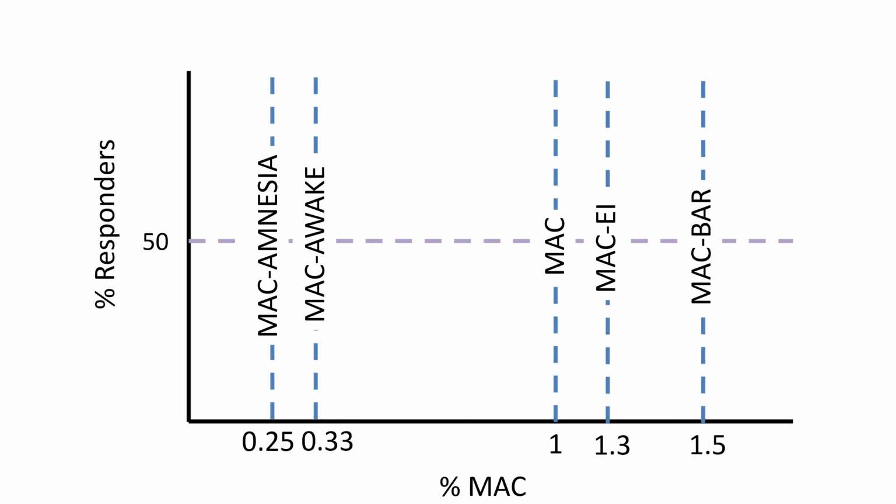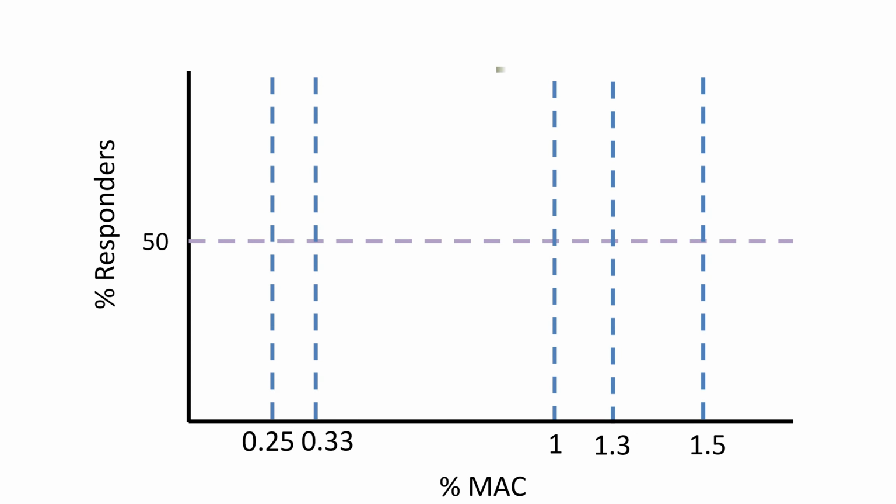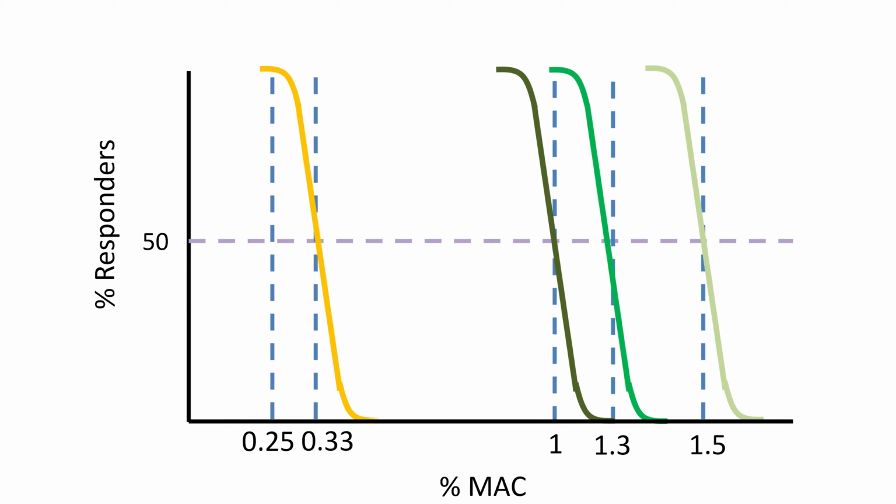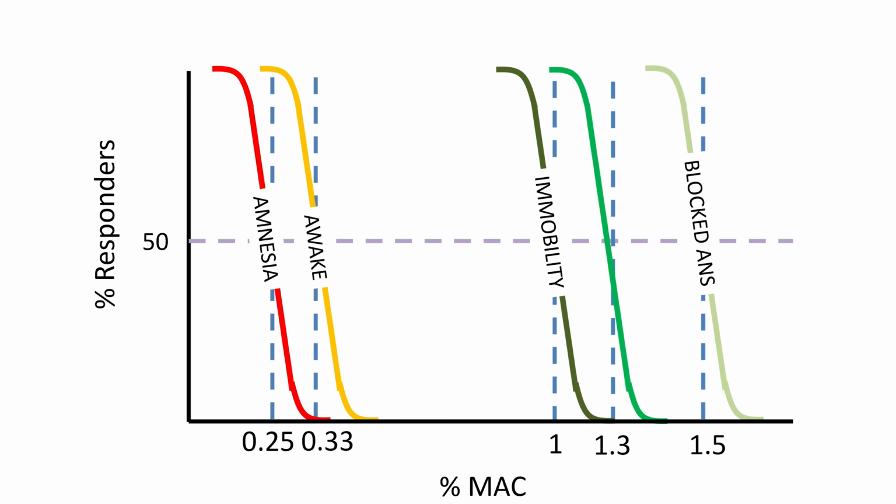Let's look at the dose response curves on top of these lines. Here's our MAC curve, our MAC EI, MAC bar, MAC awake, and MAC amnesia. You will note that MAC is about immobility, MAC bar is about blocking autonomic responsiveness, and MAC awake is about responding to verbal stimuli. Between the MAC awake and the MAC, the patient is unconscious, but they are likely to move.